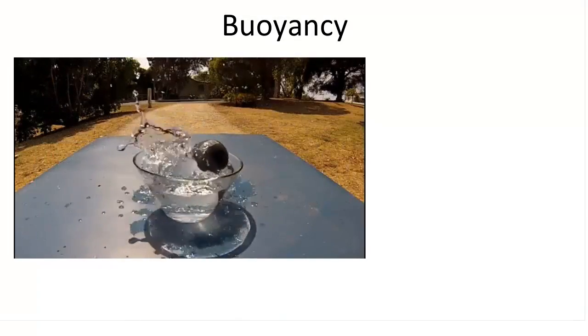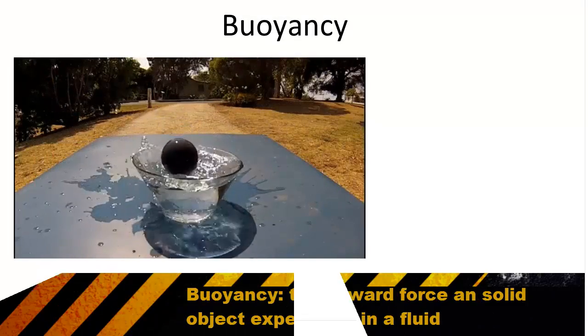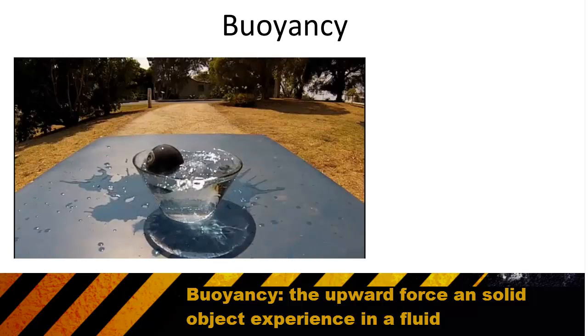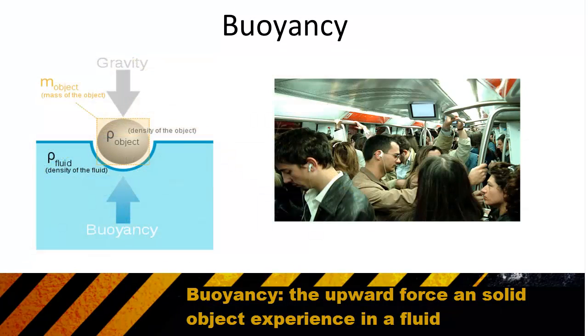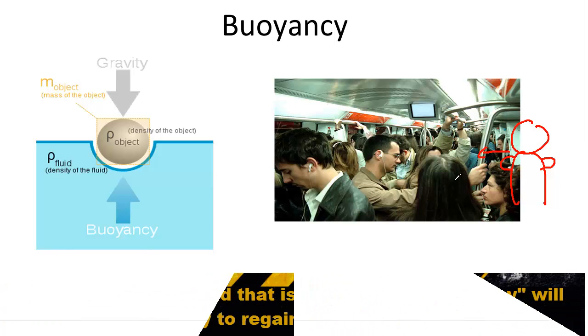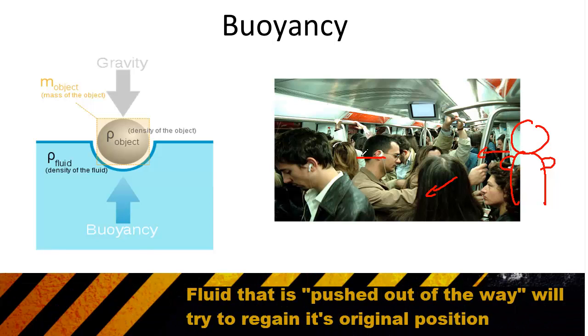Buoyancy is simply a measurement of the upward force an object experiences when that object is placed in a fluid. To understand why buoyancy exists, it's helpful to visualize a scene in a crowded subway or a bus. Imagine a crowded subway, totally packed, and then a large gentleman tries to squeeze into the subway. As he does that, he's going to push other people out of the way.